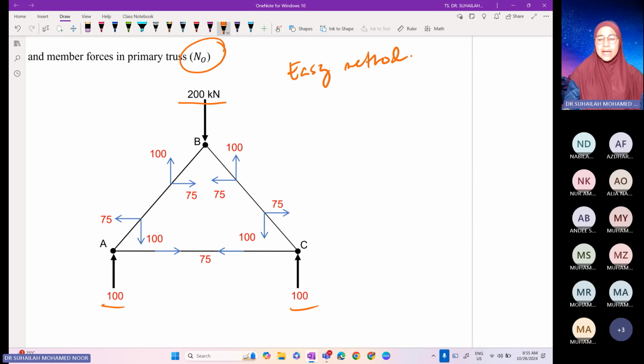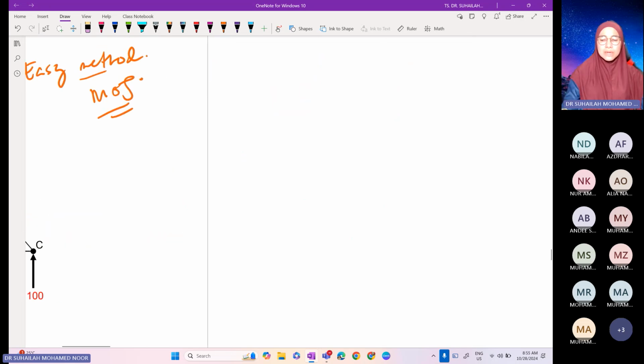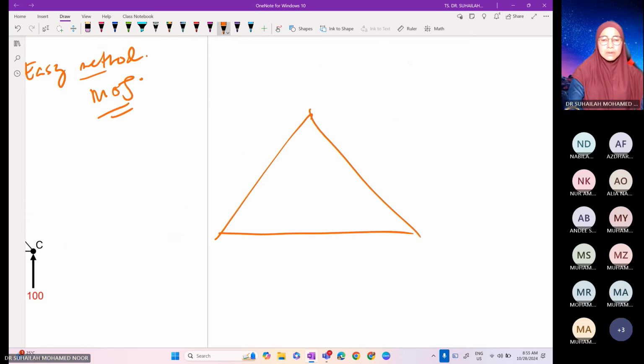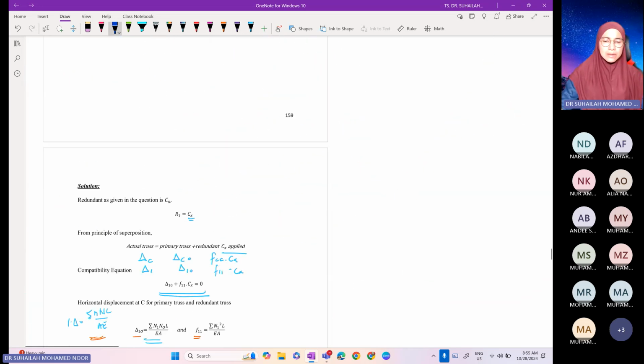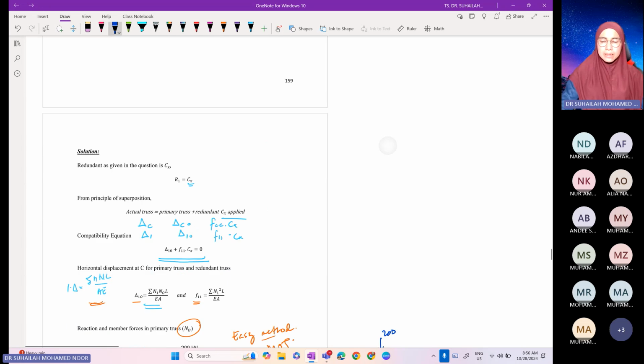And this easy method actually comes from method of joint. How do we do it? We just do balancing at each node. Okay, balancing each node, we do it like this. For example, this is the truss. Here it is 100, and this is also 100. This reaction is 200. So using the easy method, we want to balance every joint. The distances are 3 and 4, 3 and 4.